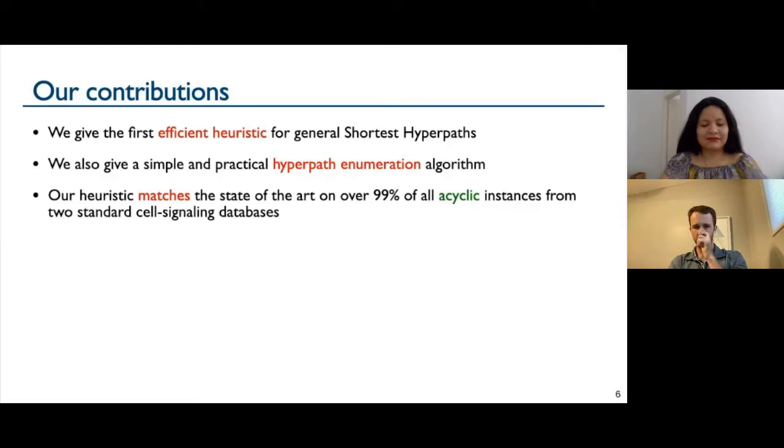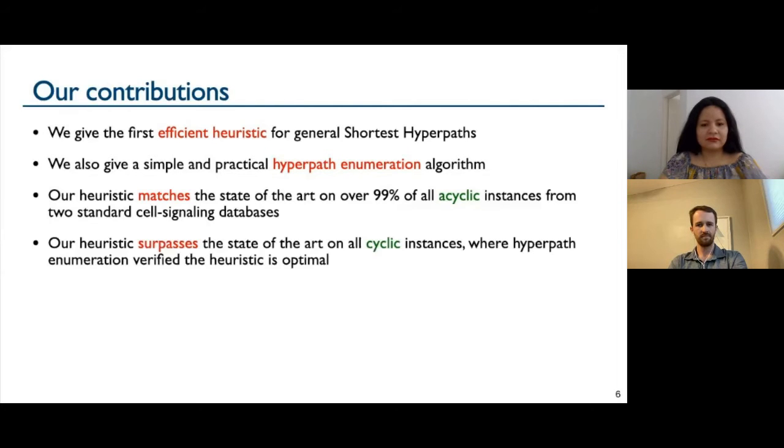Experimentally, our heuristic matches the state of the art on over 99% of all acyclic instances from two standard cell signaling databases. And when every hyperpath is cyclic, the MILP finds no solution, so our heuristic surpasses the state of the art on cyclic instances, and was shown to be optimal on all such instances as verified by our hyperpath enumeration algorithm.